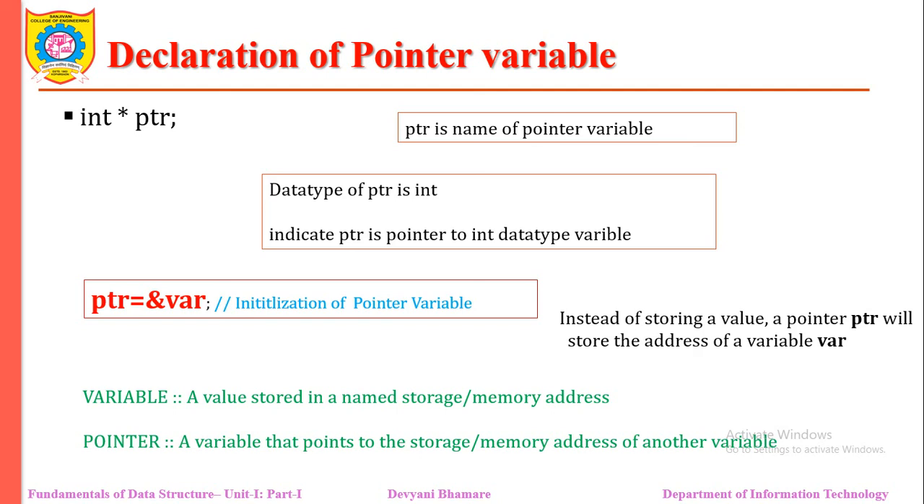So what is the difference between a variable and a pointer? The variable holds the value in its memory location, and a pointer is a variable which points to another variable. Points to another variable means it holds or contains the address of another variable.